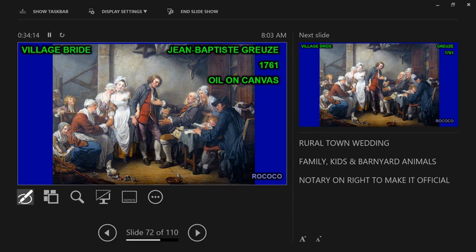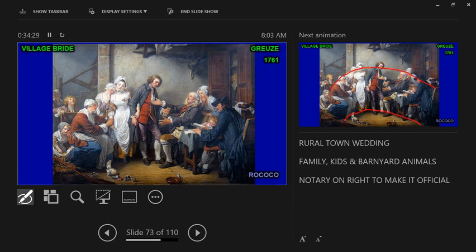What would you call this painting? Genre, yeah. This is a rural town wedding. We've got family and kids and barnyard animals hanging out. All right, let me explain what's going on. This woman in white is the bride. And if you look at her arm, it is connected to him. So they are getting married.